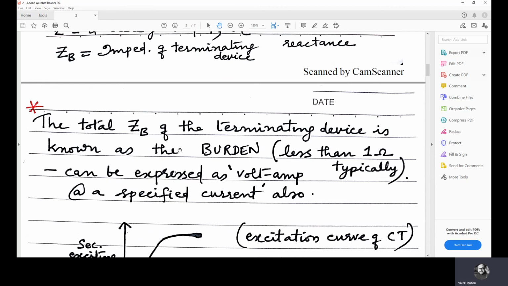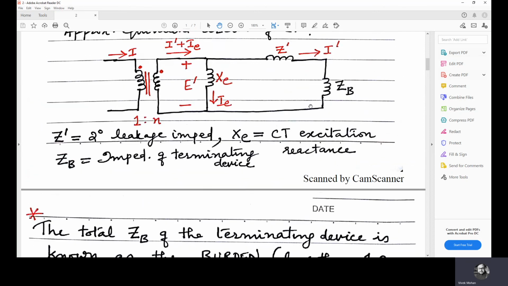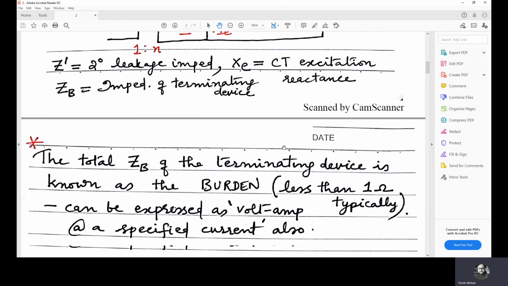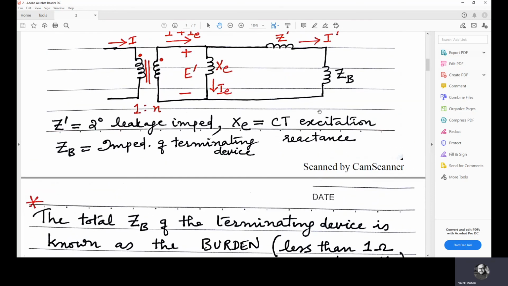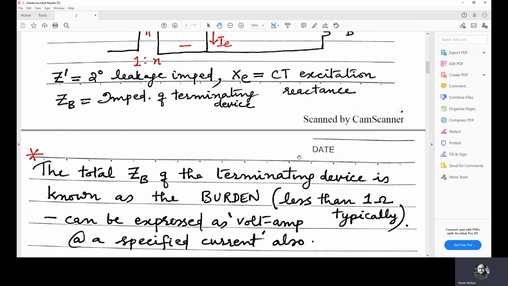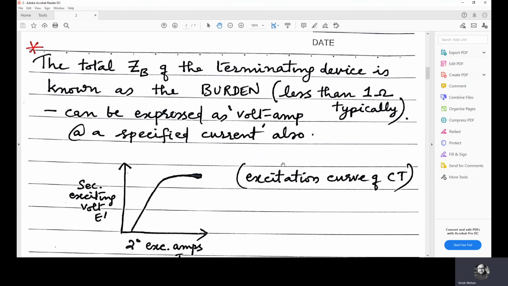Now, the total impedance of the terminating device is known as the burden, which is less than 1 ohm typically. And this can be expressed as volt ampere at a specified current, because at a specified current we have I squared Z as the volt ampere. Here it is I dash squared ZB as the volt ampere, which is another representation for the burden. Burden is either represented as impedance or it can be represented as volt ampere also.